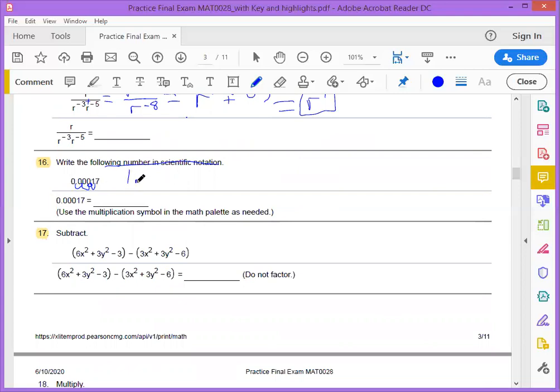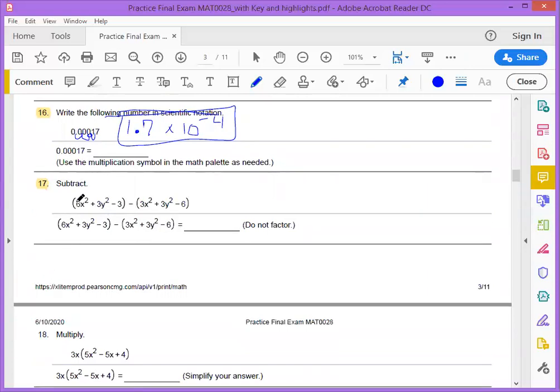When we move our decimal point 4 spaces to the right, we're left at 1.7 times. We have to now multiply our exponent by the number of spaces that we move. Since we moved to the right 1, 2, 3, 4 spaces, and remember to take this term out of scientific notation, we're going to have to move to the left. That makes our power -4. So it's 1.7 times 10 to the -4th power, and that's scientific notation.